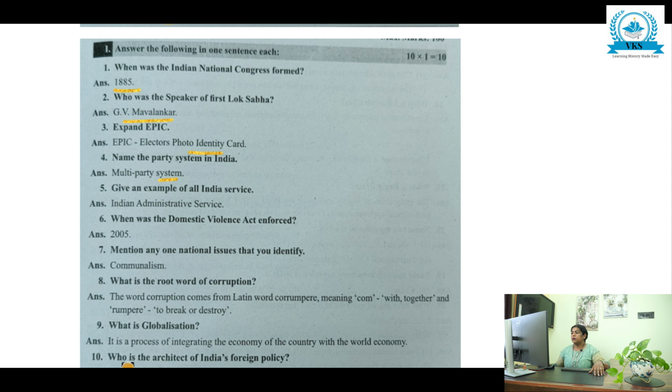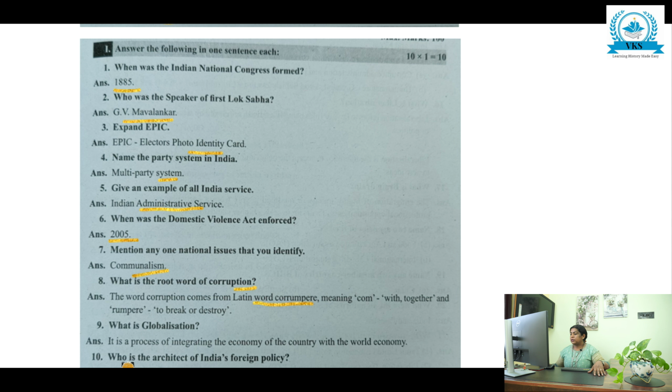Multi-party system. Give an example of All India Service. Again repeated, Indian Administrative Service. When was Domestic Violence Act enforced? 2005. Mention any one national issues that you identify. Communalism. What is the root word of corruption? The word corruption comes from Latin word corrumpere, meaning come with, together, and rumper, to break or destroy.